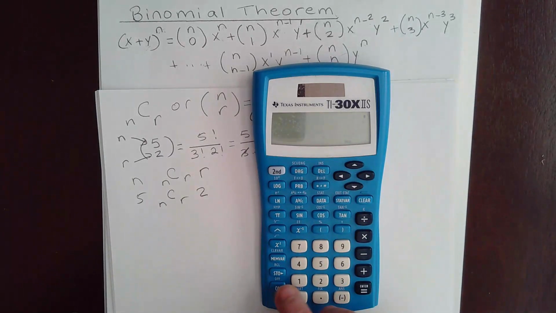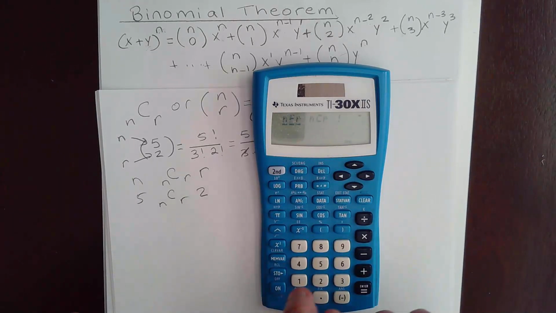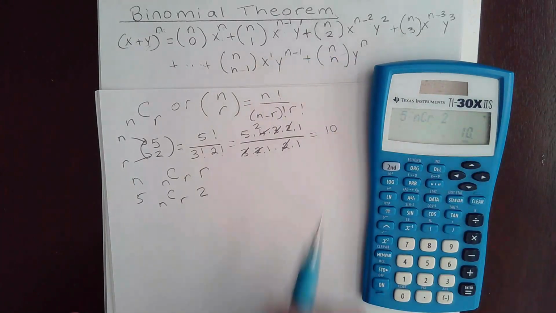So you select 5, that's n, and then you go to PRB. Again, on your calculator PRB, and you move to the right, and you click n choose r right here. Okay, and then you select 2, and what do you get? What do you have? It's 10, the same as we have it.